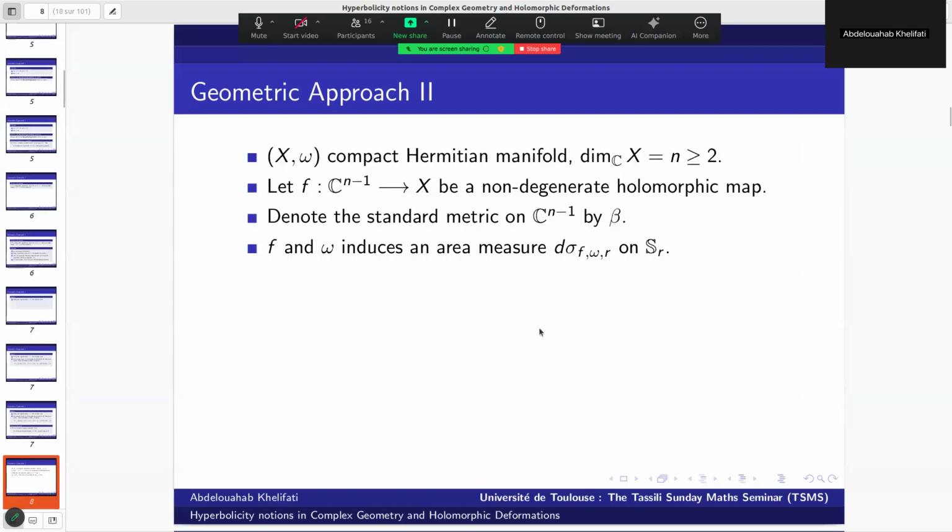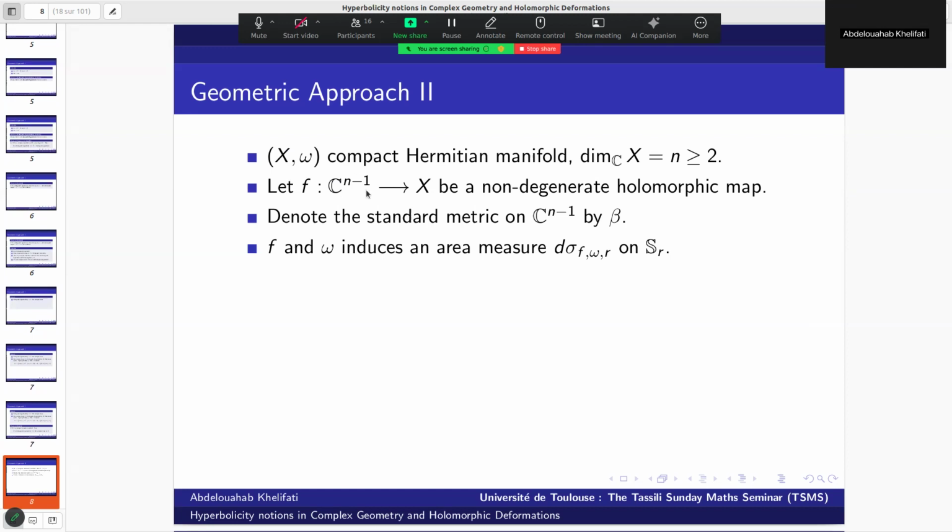So this approach is in terms of curves. In the compact case, Kobayashi hyperbolicity can be expressed in terms of curves. One can ask about generalizing this to taking holomorphic maps from other dimensions.